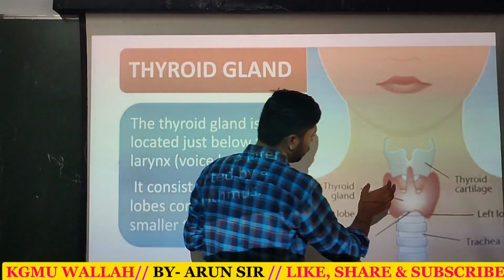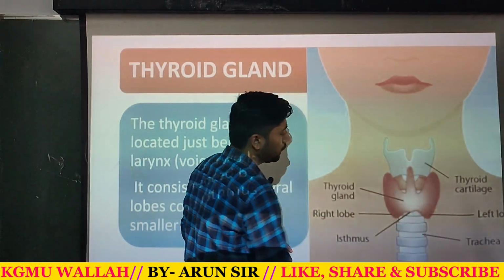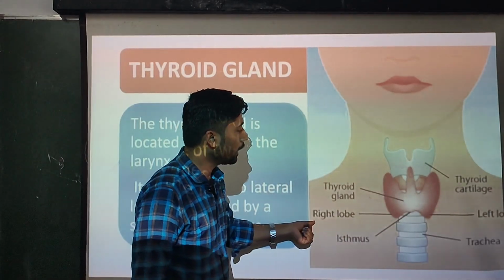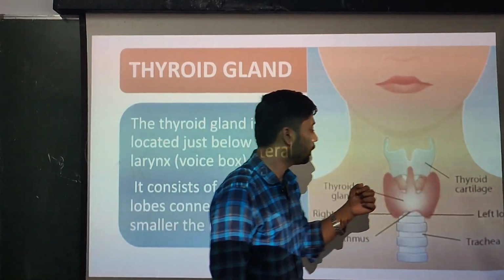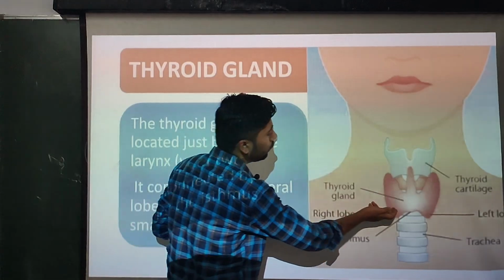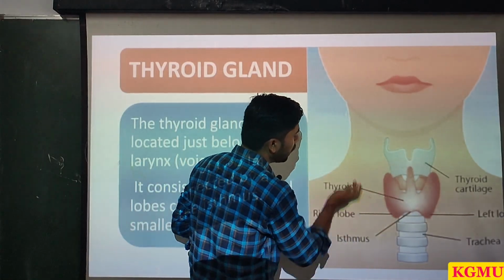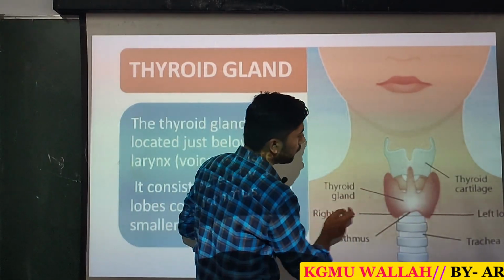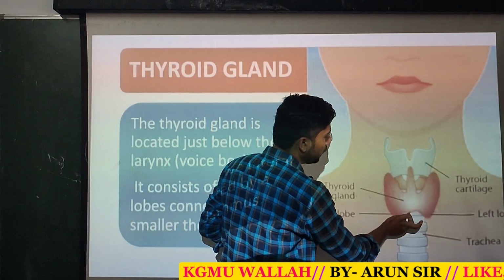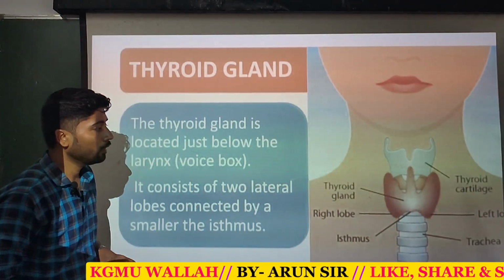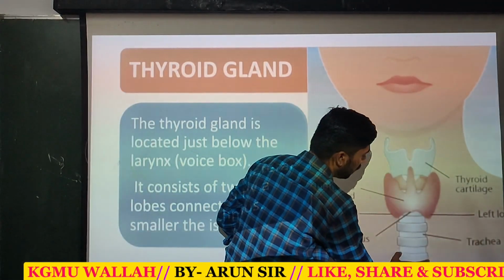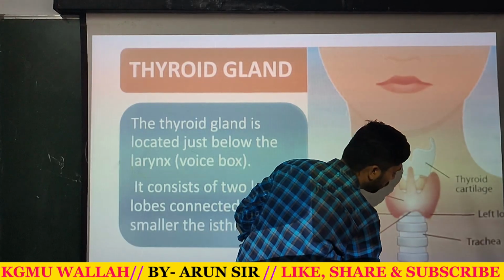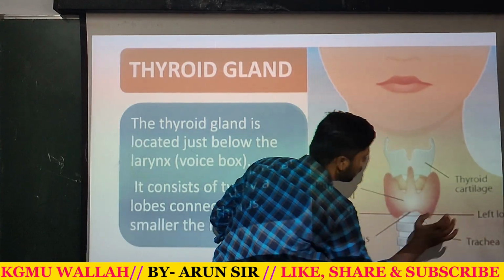And the first one is of the thyroid gland. This is the right lobe and this is the left lobe. Clear? And overall you can say that this is the thyroid gland. In between the right and left lobe, you can see the isthmus, the main part of this thyroid gland, and here this is the trachea.